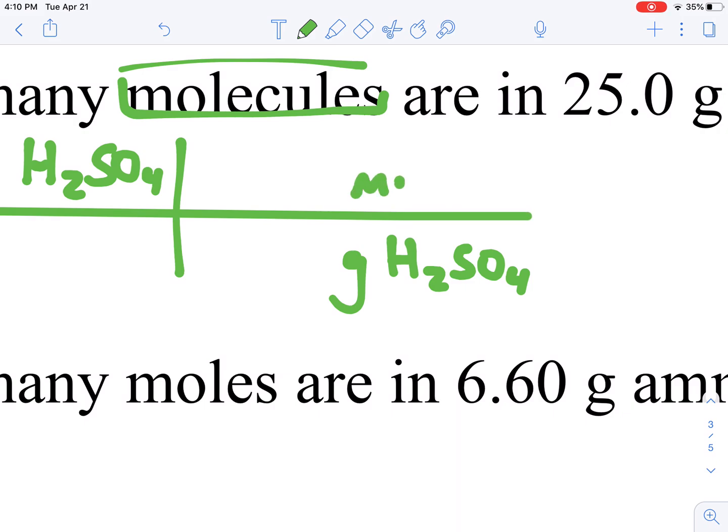And so the question is, do we have a conversion that goes directly from grams to molecules? In other words, do we know how heavy a single molecule is? And the answer is no, we don't. We don't have that information.